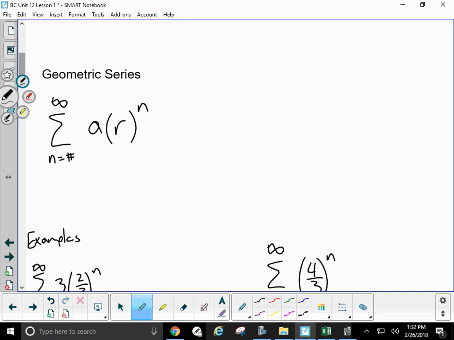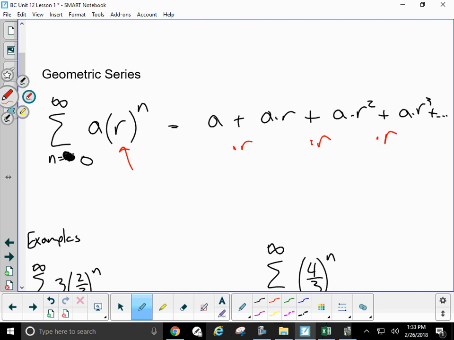The first type of series we're going to talk about definitely converging is a geometric series. This is a geometric series. Let's say n started at 0. We would list this as a plus a times r plus a times r squared plus a times r cubed, etc., etc., etc. Each term is multiplied by r to get the next term. R is called our common ratio. A is just some constant.